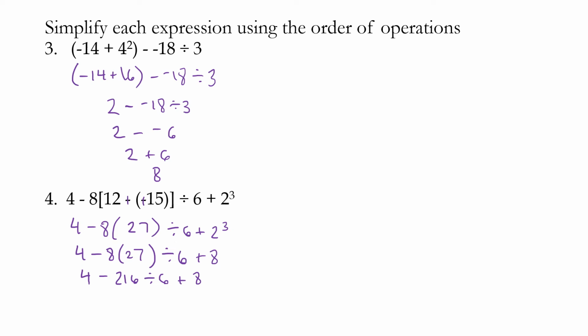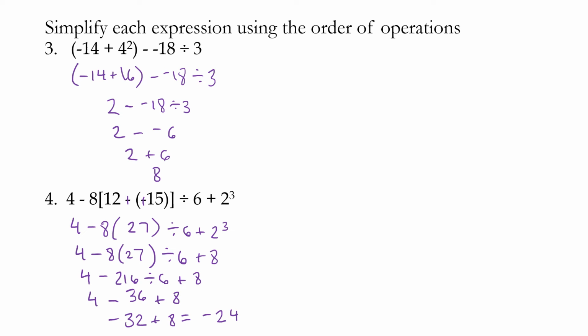Now I'm going to do the division. And I'm going to write 4 minus, and 216 divided by 6 is 36, I apologize. 36 plus 8, and 4 minus 36 is negative 32, plus 8, and I get negative 24.